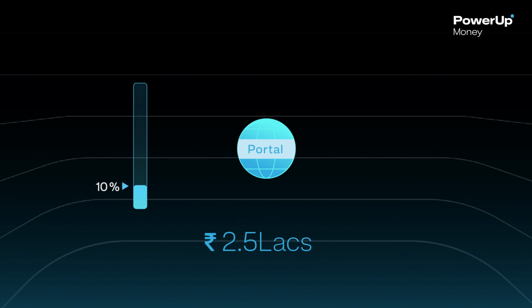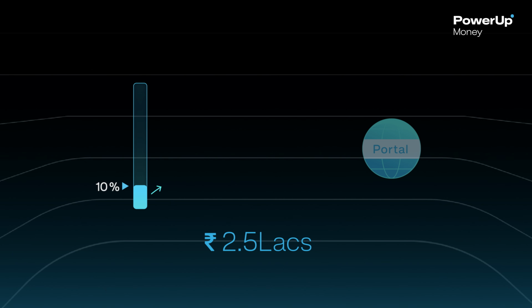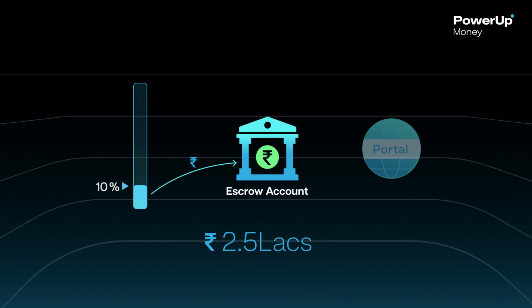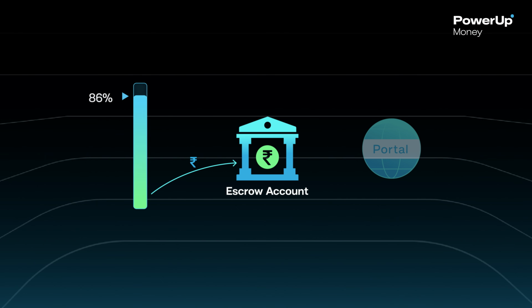So I have to initially give 2.5 lakh. That 2.5 lakh I don't have to give to HBits. They create an escrow account, and over there only I have to pay. And once the property is fully funded, meaning 100% investors are there, then the remaining 90% has to be transferred once again to that escrow account.